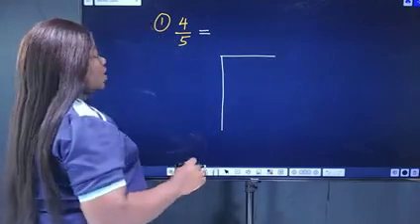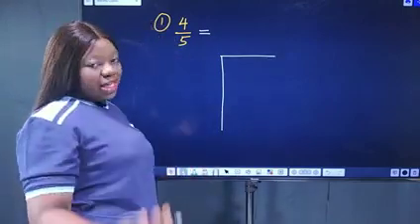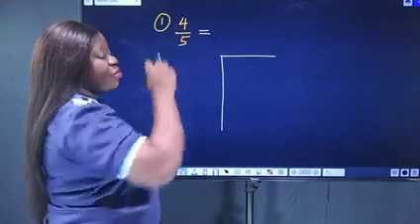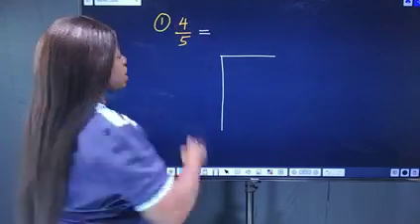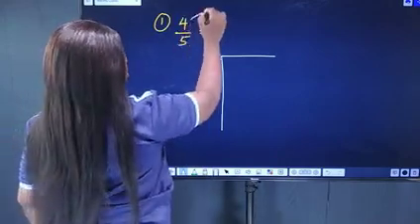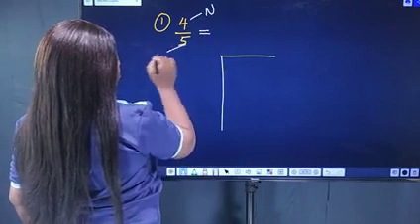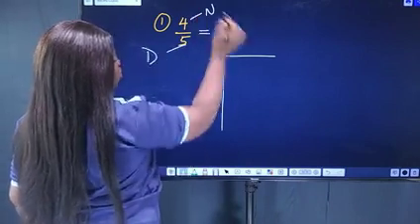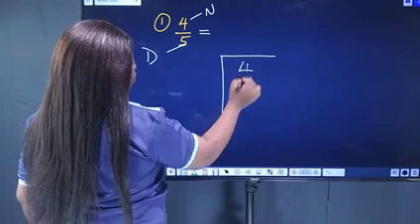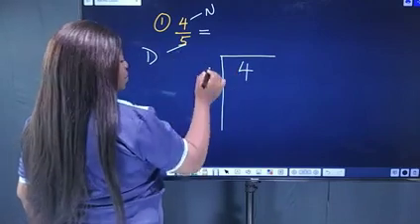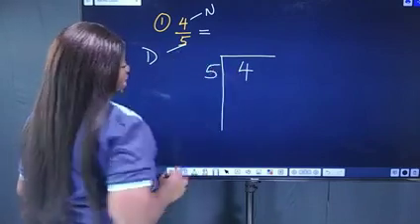When changing a fraction to a decimal, you divide the numerator by the denominator. So in this fraction, this is the numerator while 5 is the denominator. So your numerator, 4, comes into the sign. Then your denominator, which is 5, will be on the left hand side.